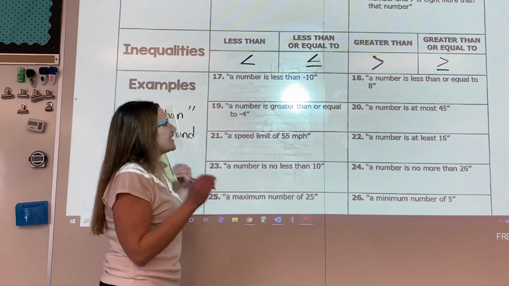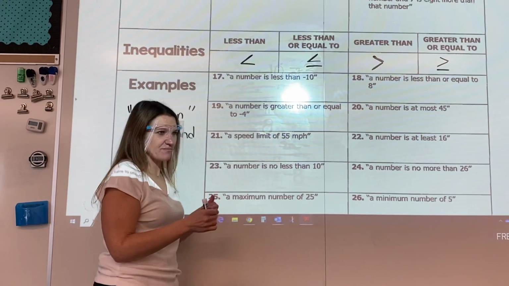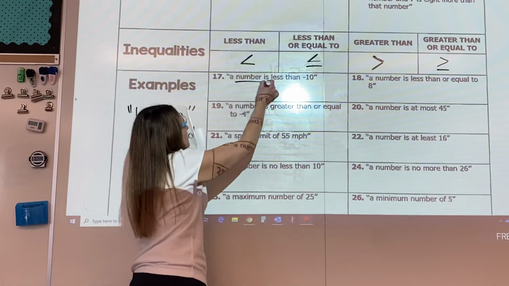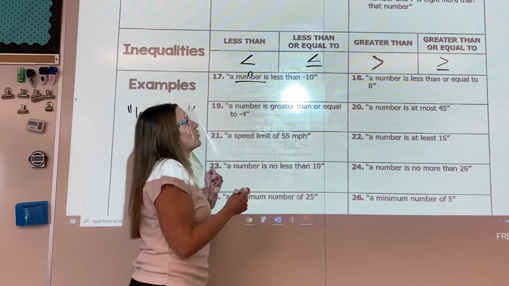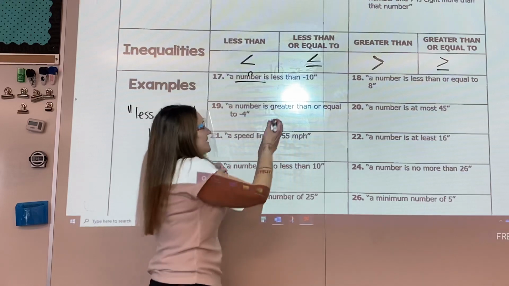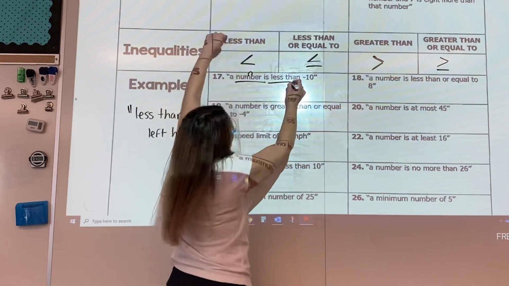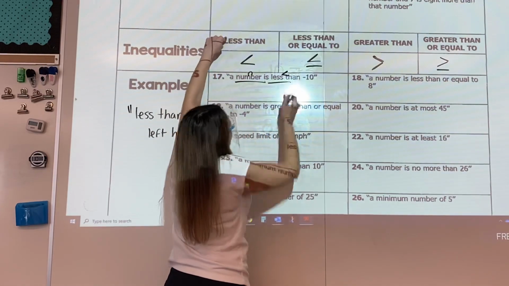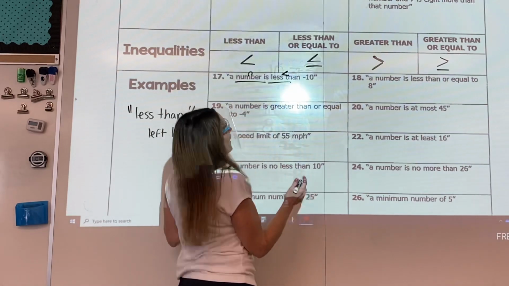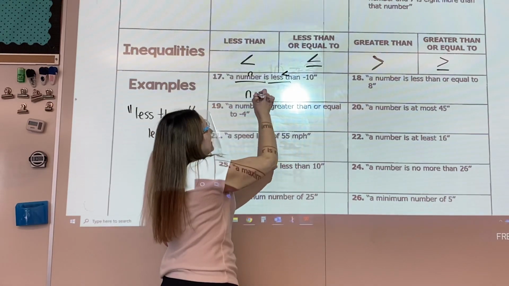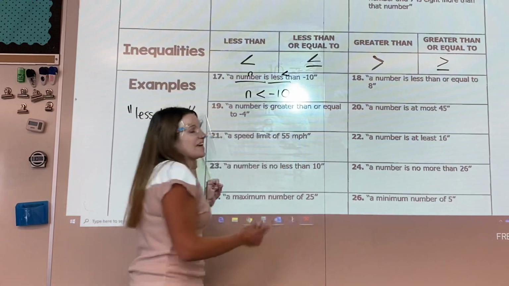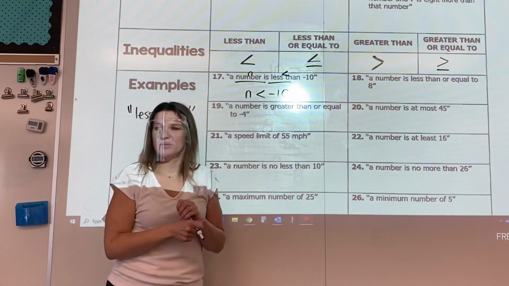All right, so let's look at our first example. A number is less than negative 10. That's pretty straightforward. We know a number, we're going to represent that with our variable n, is less than, there we go, there's that. So we know we have to use that inequality symbol, negative 10. N is less than negative 10. Pretty simple one to start with.